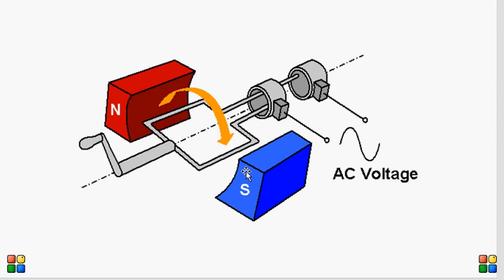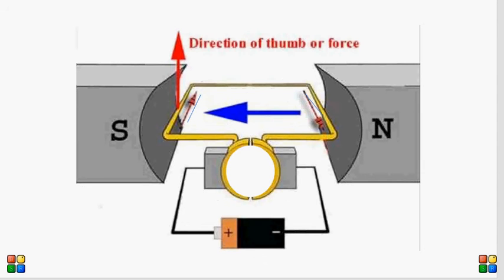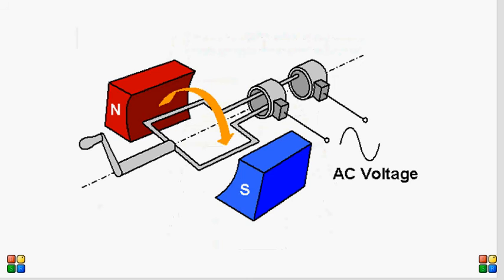So basically it's the AC generator. An AC generator is an alternating current generator. The current changes its direction. The other one is the direct current motor. This one produces electricity, and this one uses electricity to produce mechanical motion. This one converts mechanical energy to electrical energy.